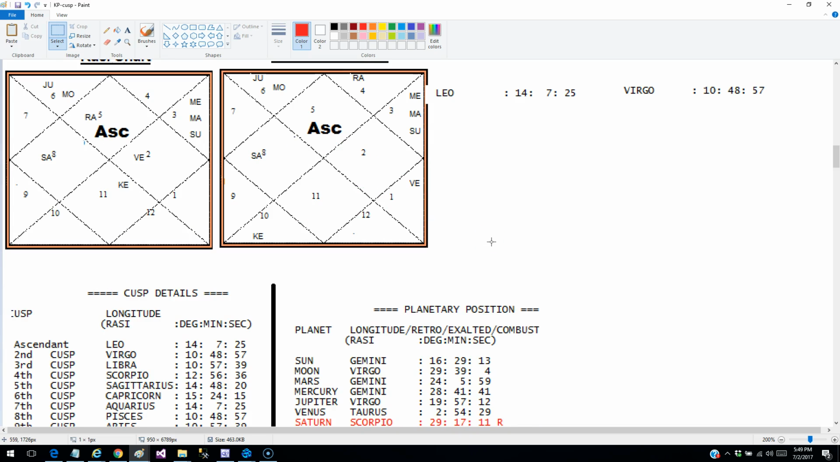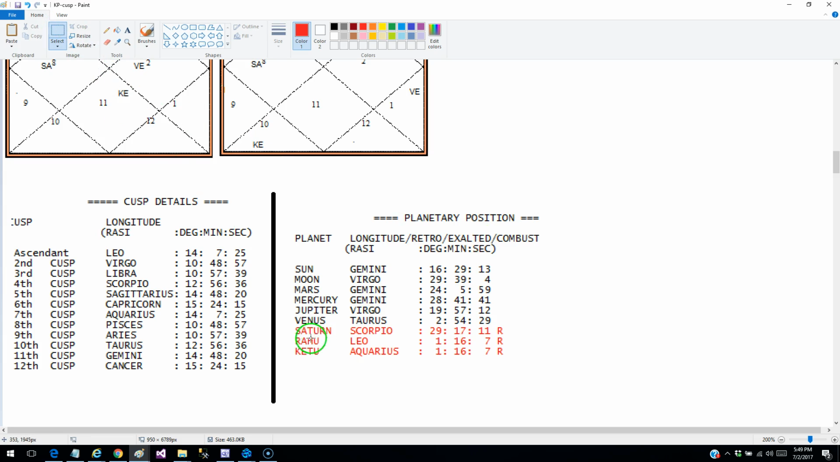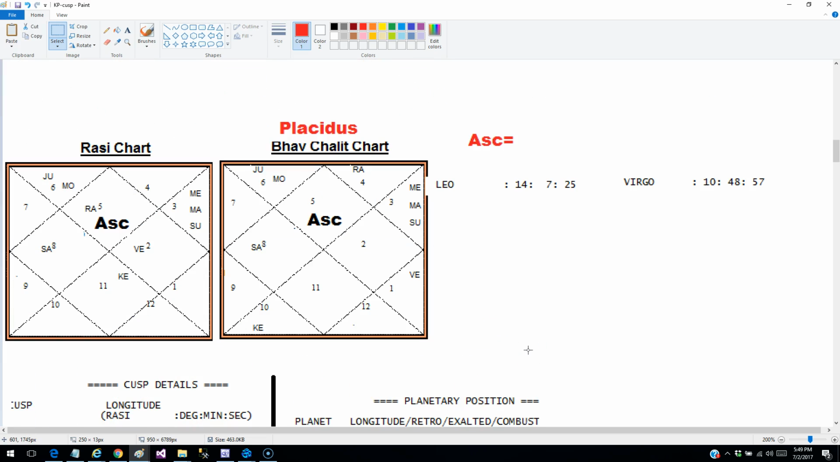So why this is happening is that if you look at the degree of the Rahu, you find that Rahu is in 1 degree Leo, and the ascendant starts at 14 degrees, right? The starting point is 14 degrees. So obviously Rahu cannot be here. It has to be one cusp behind. So instead of being in the ascendant, it is in the 12th house.